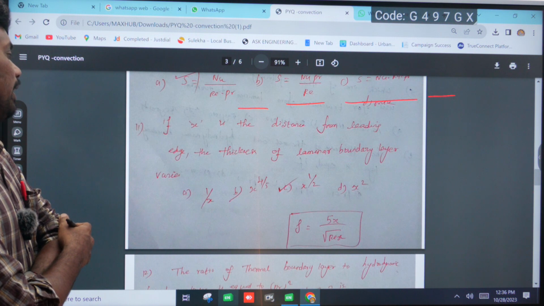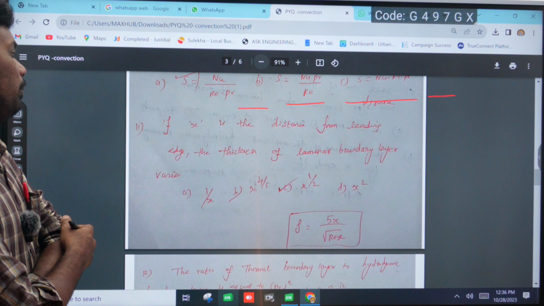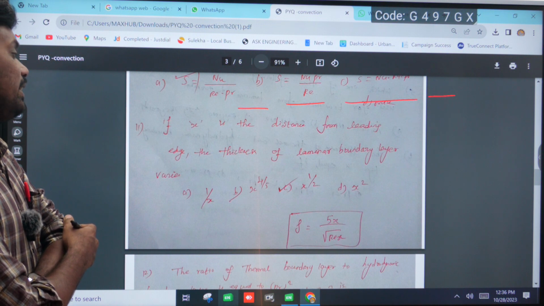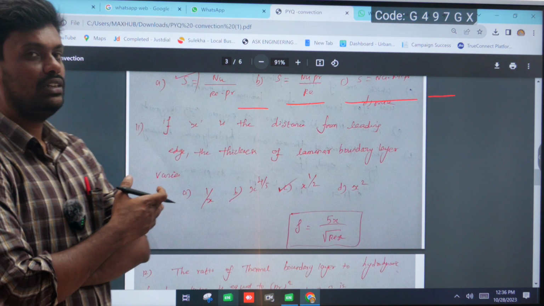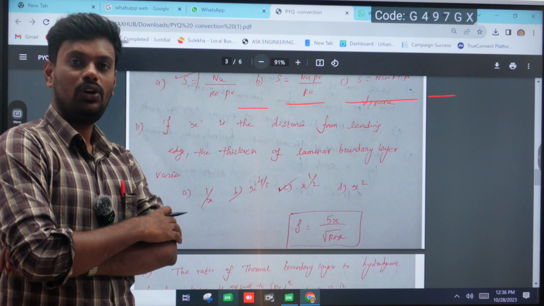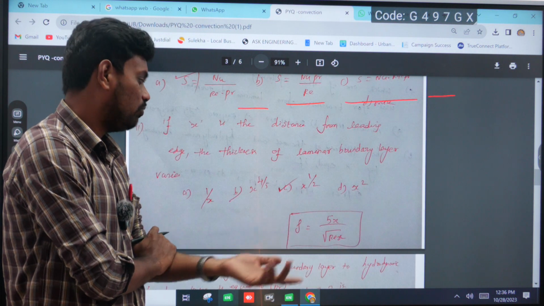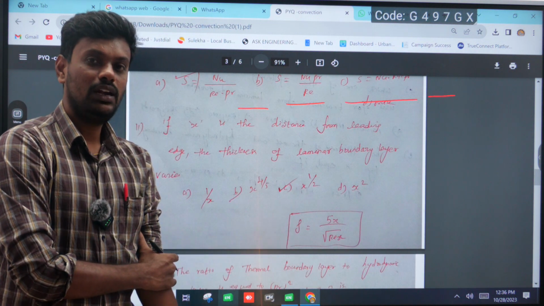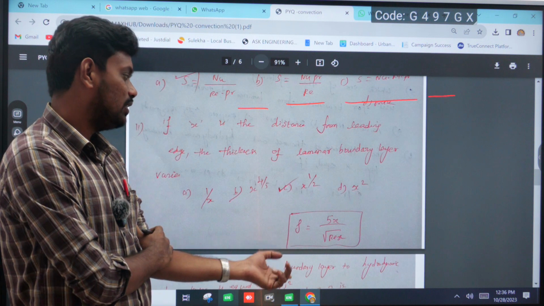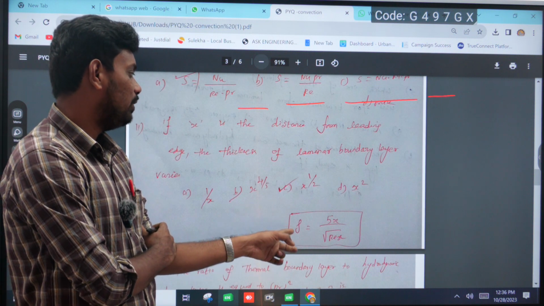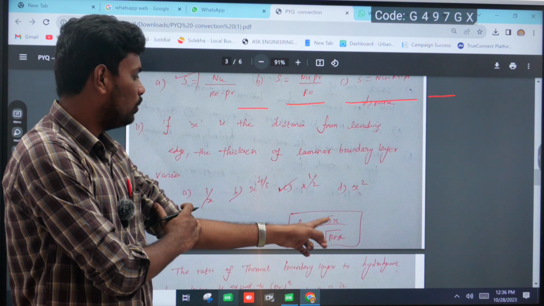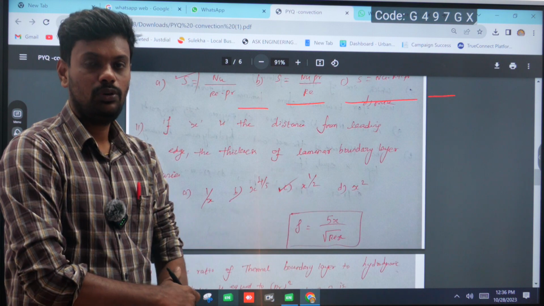So A is 1 by x, B is x to the power of 4 by 5, C is x to the power of 1 by 2, and D is x square. This is the problem related to the hydrodynamic boundary layer, where there is one formula. Hydrodynamic boundary layer delta is equal to 5x divided by root of Reynolds number x. So if you cancel this, then the thickness will be equal to root of x. So root x is equal to x to the power of 1 by 2.